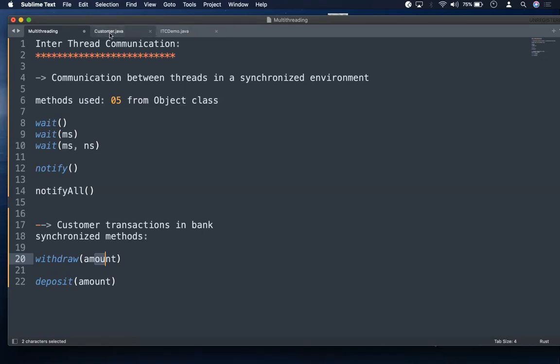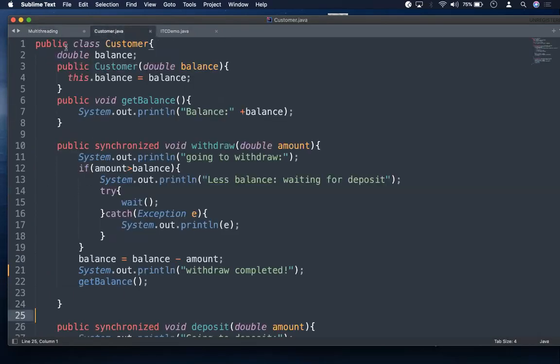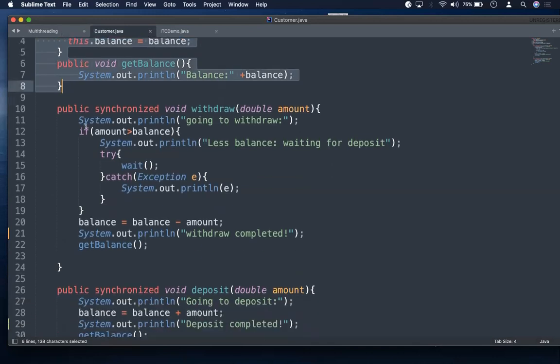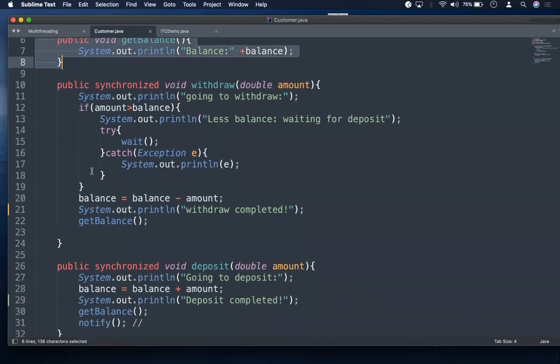Okay, so for that I have a scenario over here. So, public class Customer, and here I have a balance, and in order to set the balance I have one constructor, and in order to get the balance I have a getBalance method. So this is just like a setter and getter kind of thing. Now I have two methods which are synchronized methods, right?